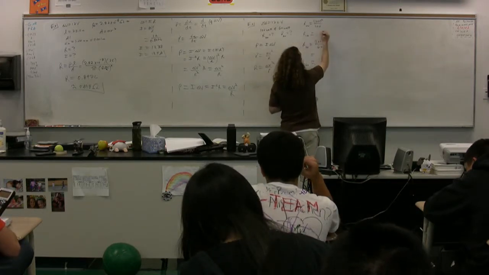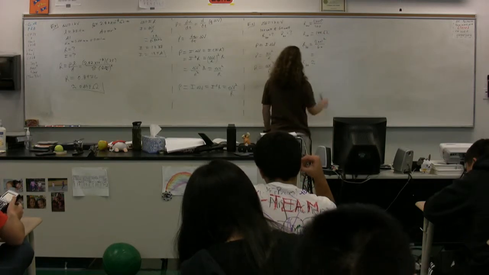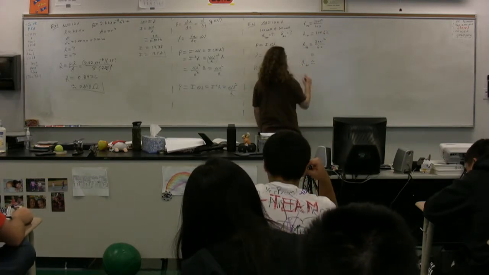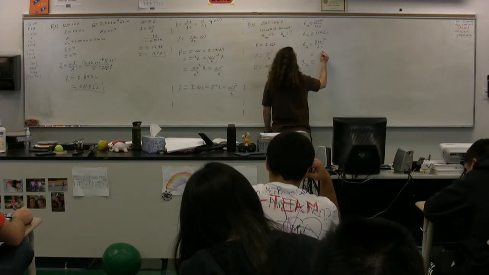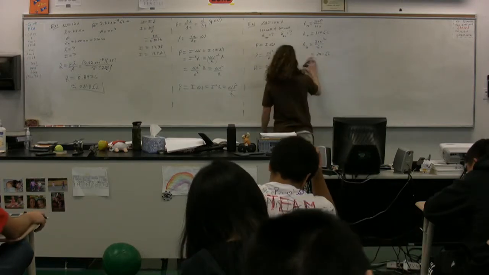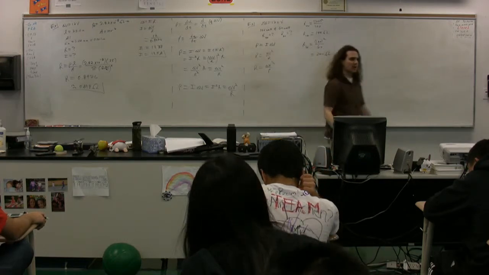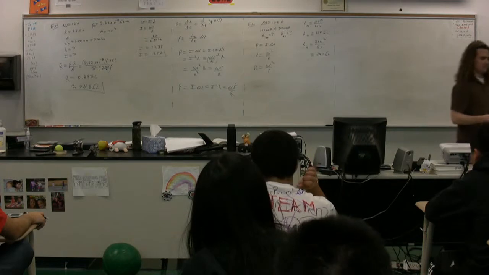120 squared divided by 100, 144 ohms. Yes? Yes. And 120 squared divided by 60? 240. 240? So we have the resistances of these two. Just a basic problem going through figuring out resistances of light bulbs.